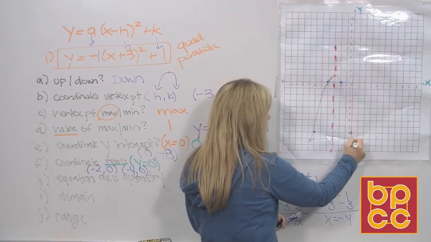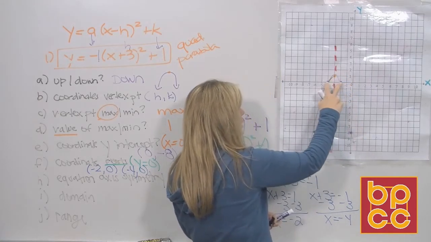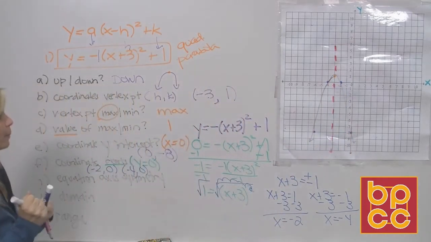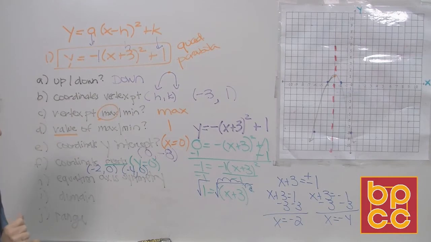Your parabola's got to go through the vertex point, the roots, and the y-intercept. So every parabola should be made with at least 3 points or 5 points. Okay? It should be made with 4. Should be 3 points or 5 points.